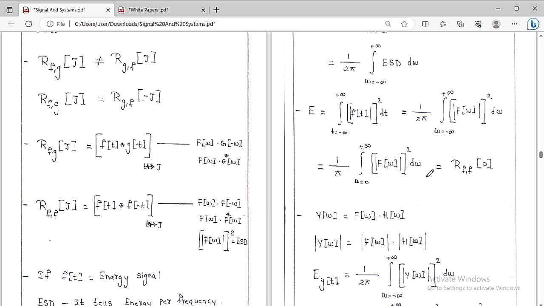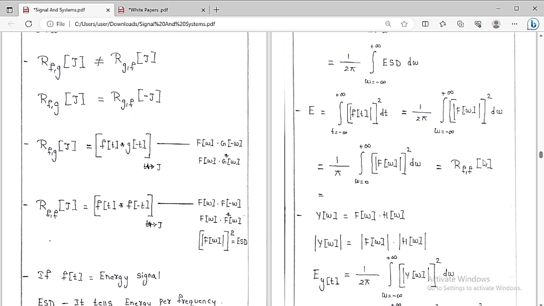I already told you the meaning of energy of the signal. Just now we discussed that it is the autocorrelation of the function f of t with f of t at tau equal to 0. So the autocorrelation of f of t at tau equal to 0 gives the energy in the signal. These are the different formats. But if you want to write in terms of frequency, then omega is equal to 2 pi f, so d omega is equal to 2 pi df.